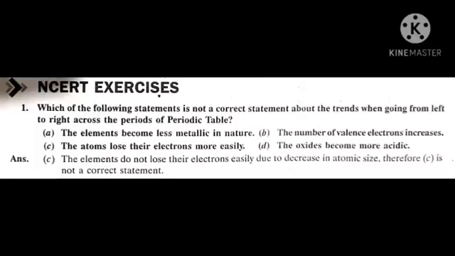Page number 90, question answers. Question number 1. Which of the following statements is not a correct statement about the trends when going from left to right across the periods of the periodic table? A. The elements become less metallic in nature. B. The number of valence electrons increases. C. The atoms lose their electrons more easily. D. The oxides become more acidic. Answer: C.